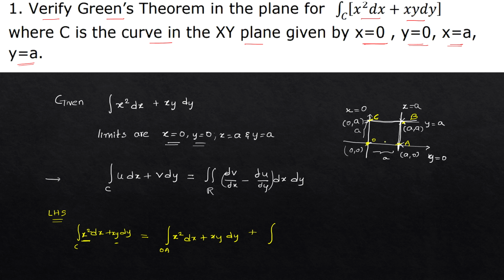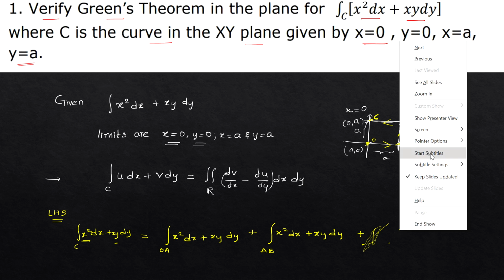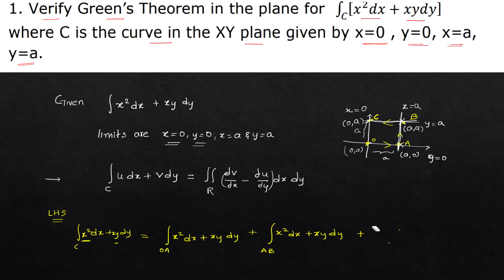Now we have to go for the AB line. Integral over AB of x square dx plus xy dy. Again, the AB line is now finished. We have to go to the line BC. So integral BC x square dx plus xy dy, and integral CO x square dx plus xy dy.